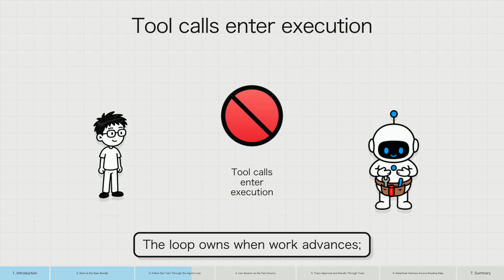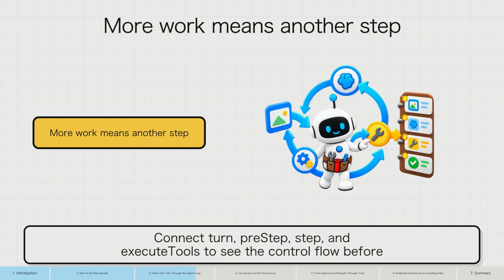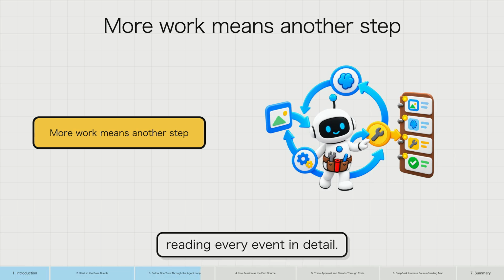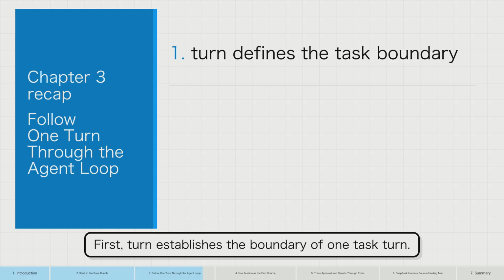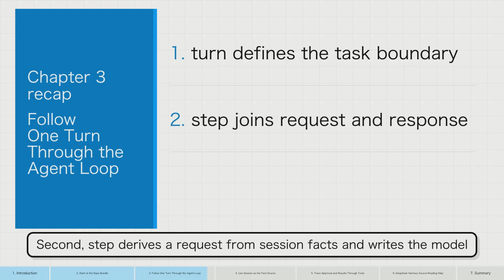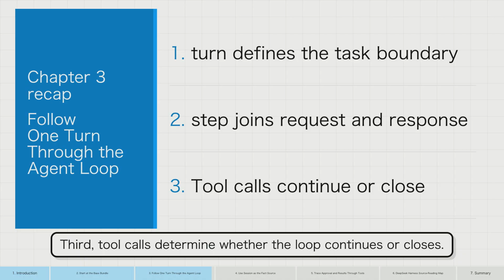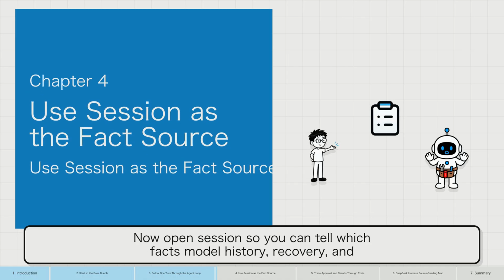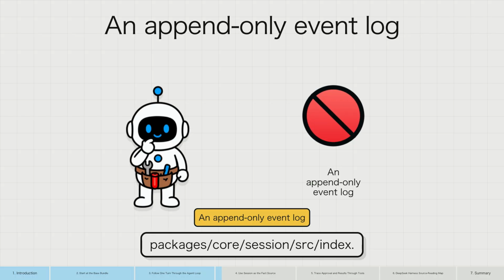The loop owns when work advances. It does not re-implement every capability. Connect turn, prestep, step, and execute tools to see the control flow before reading every event in detail. Chapter recap. First, turn establishes the boundary of one task turn. Second, step derives a request from session facts and writes the model response back. Third, tool calls determine whether the loop continues or closes. Now open session so you can tell which facts model history, recovery, and replay should trust.